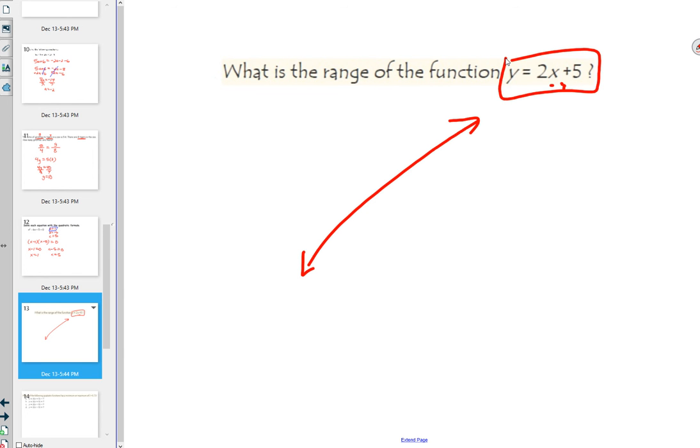Infinity. How far does a line go down? Infinity. So in interval notation, this would be negative infinity to positive infinity. I think for this test, I probably put all real numbers, which means the same thing. All real numbers.